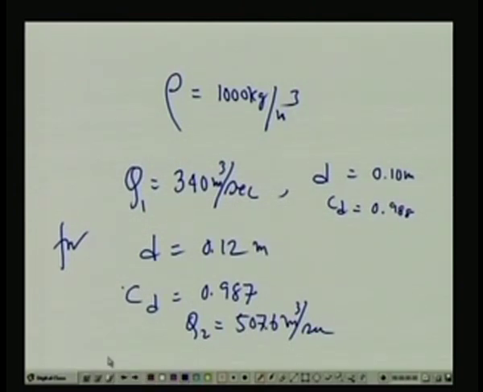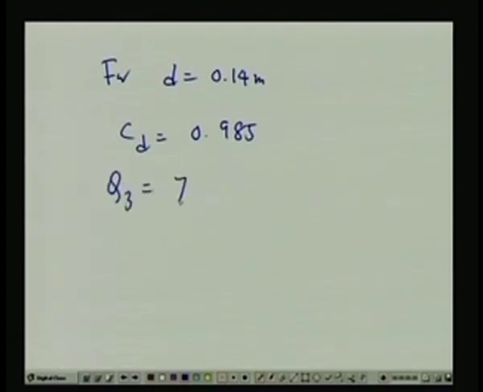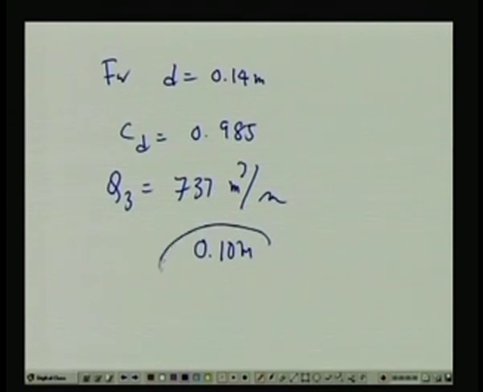Now, taking a new page, for D equal to 0.14 meter we will find CD equal to 0.985. So Q3 equals 737 meter cube per second. So we can see that the Venturi meter with 0.10 meter diameter is the best choice, right, because that is the closest one.